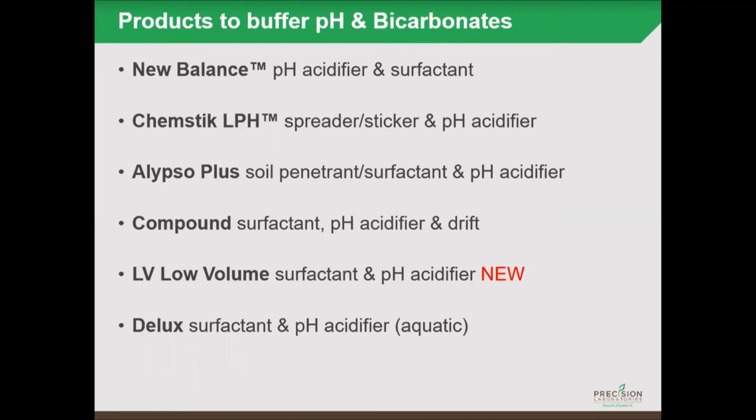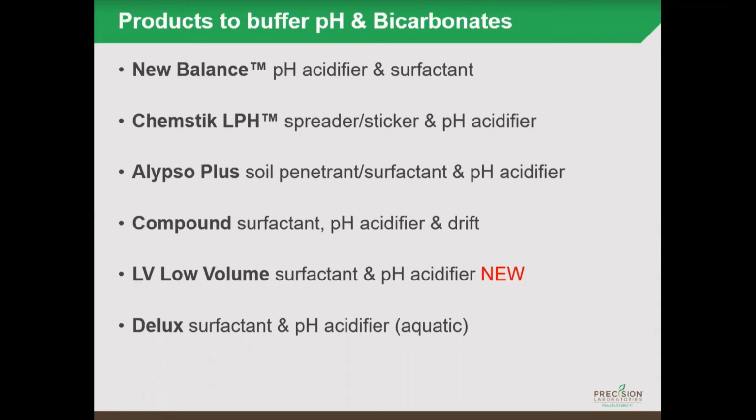New Balance is a pH acidifier with a little bit of surfactant added if you just wanted to address this predominantly from an acidifier perspective. And then we have products like Chemstick LPH, which is a true spreader sticker for rainfastness that also has an acid added to it. Ellipso Plus is a soil penetrant chemistry, but it also works as a surfactant and as a pH acidifier. Compound is a newer product that we have. It's a surfactant with a pH acidifier and also has an oil in it that helps reduce drift.